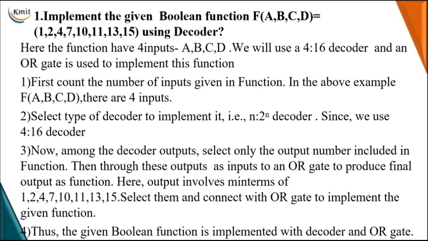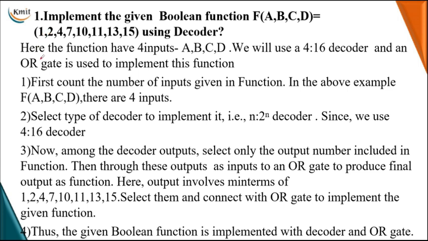Here I need to implement a Boolean function of 4 variables using a decoder. The 4 variable function has the input variables A, B, C, D. They have given the minterms 1, 2, 4, 7, 10, 11, 13, 15 of this given function whose functional value is logical 1, and the remaining decimal codes which are not present inside the parentheses have the functional value 0.